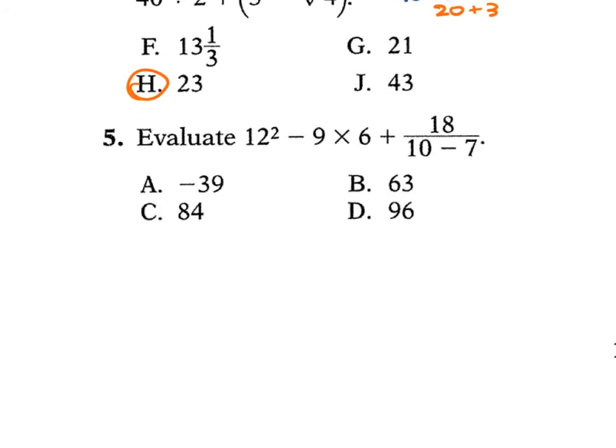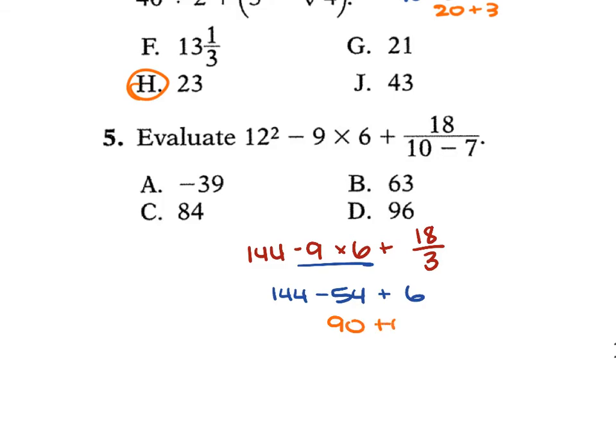For 5, we have 12 squared minus 9 times 6 plus 18 over 10 minus 7. So we can do the 12 squared, that's 144, minus 9 times 6 plus 18 over 3. The negative 9 times 6 would come next. The negative 9 times 6 is 54, so that's 144 minus 54 plus 6. The 144 minus 54 would then come next, which is 90. Plus 6 is 96, so D.